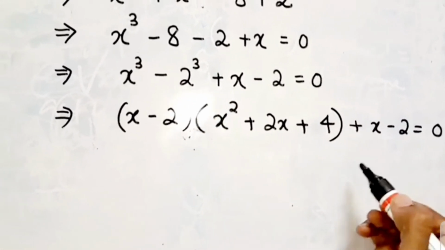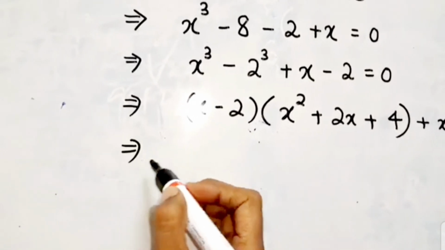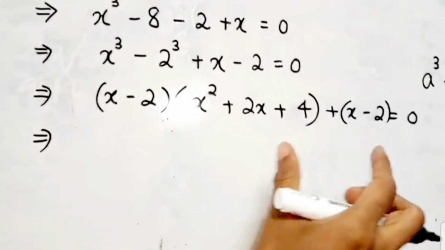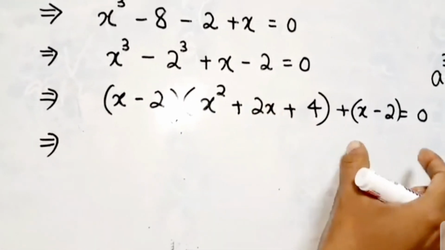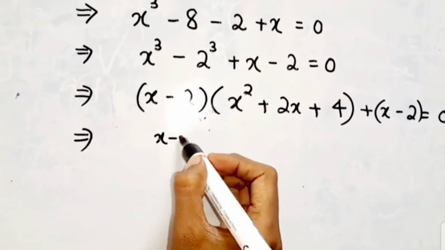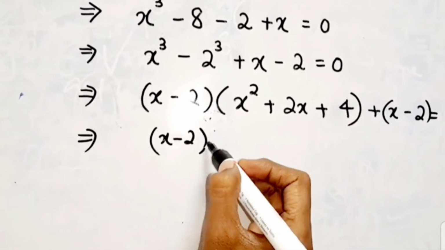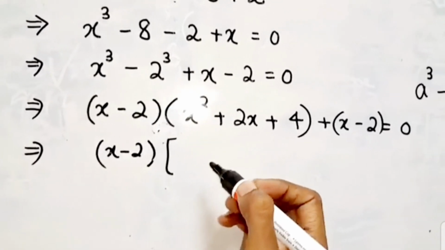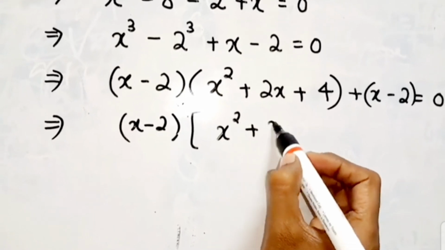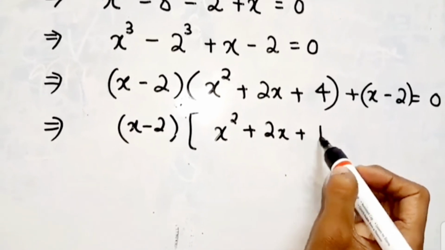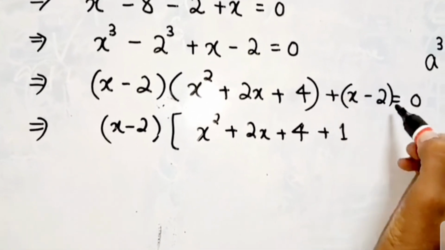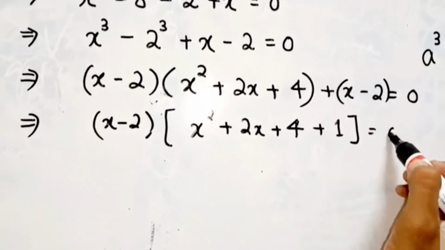equals 0. Okay, now we can take common x minus 2 from both the terms. This is one term and this is another term. In both the terms we can see that x minus 2 is common, so we can take x minus 2 as common from both the terms. What will remain from the first term is x square plus 2x plus 4, and from the second term 1, because here it is 1 multiplied by x minus 2 equals 0.